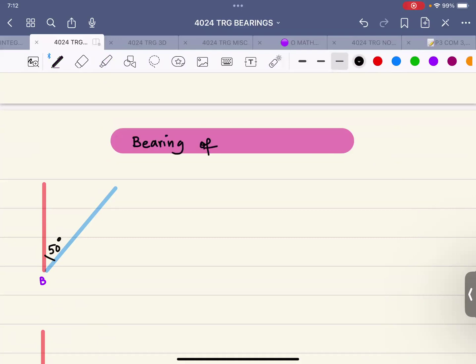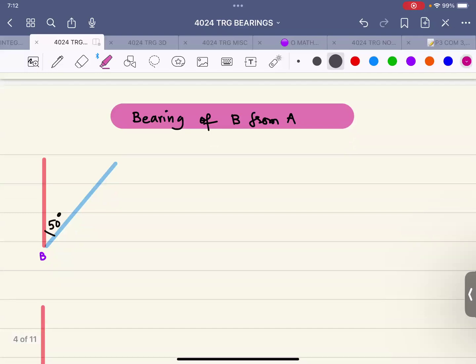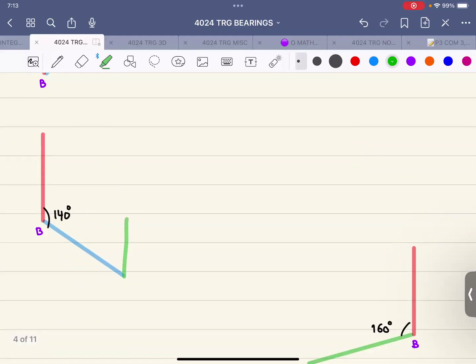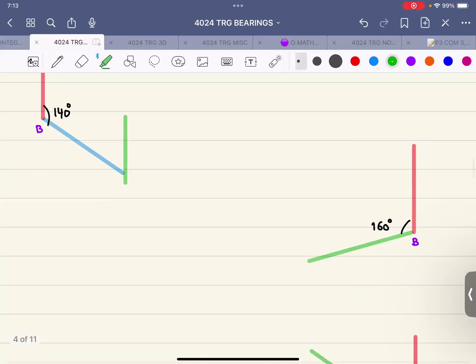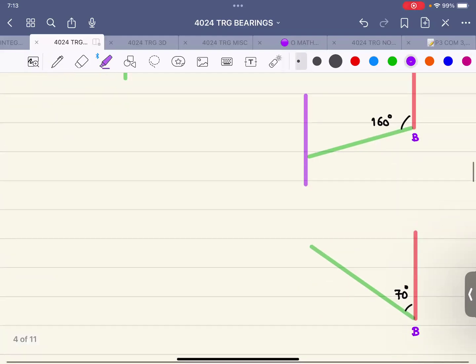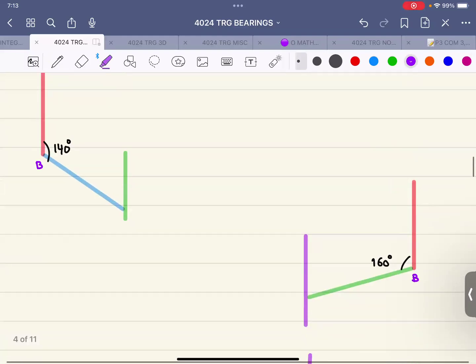of B from A. I have changed the position of the alphabets. That means I need to draw another north axis over here like this, and then over here like this. And let me choose some other color, orange or purple, that goes like this. And this one goes like this.